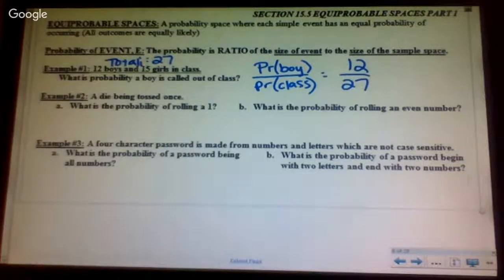A die being tossed once. What's the probability of rolling a 1? 1 out of 6. I have 6 numbers available, and there's only one of them that is a 1. What is the probability of rolling an even number? 3 out of 6, or 1/2.